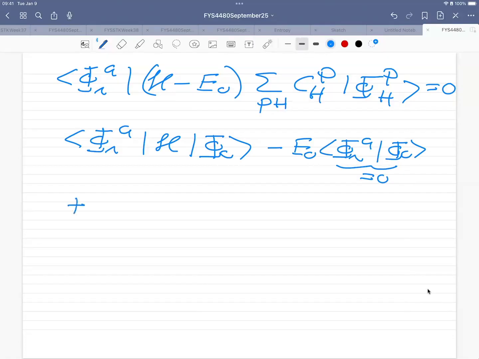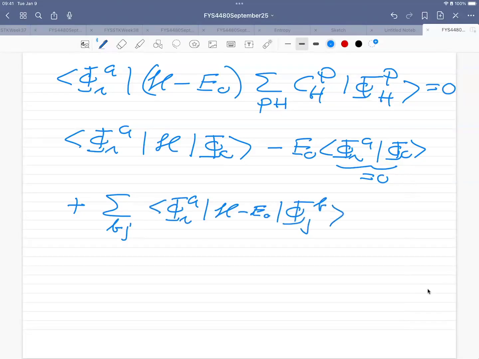Then we get the next term, and now we're going to break it down in terms of particle-hole excitations. So we have a BJ, and then I have a phi IA, and then I have H minus this E0, which is a constant, and now I have a new state. So they can be the same, or they can differ. The subscripts and superscripts J and B do not need to be equal to I and A, but there will be a case where they are equal.